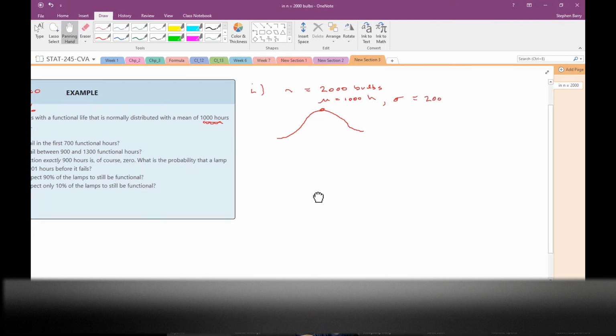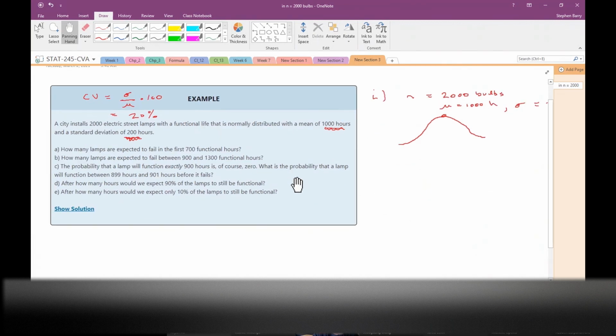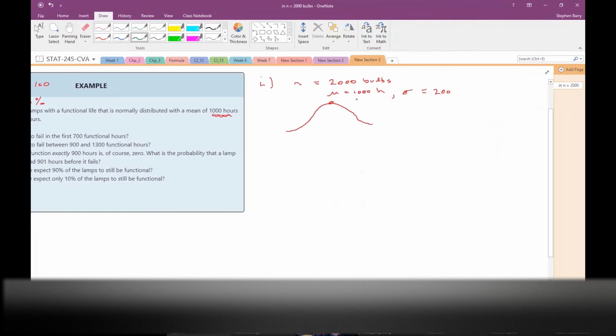And the question is asking me, how many lamps are expected to fail in the first 700? So if the average is 1,000, and again, people get this wrong all the time, don't put it up here, right? The 700 is down here. Right? I want to know this area.